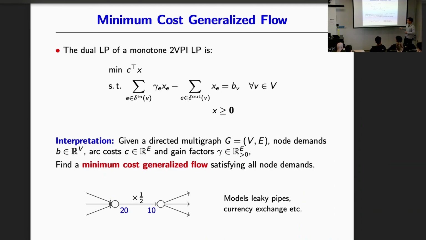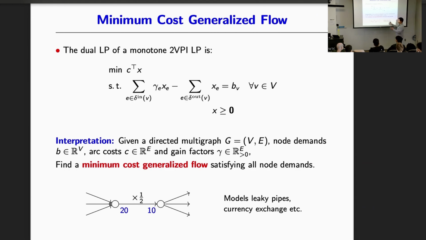So this generality allows you to model a variety of problems, such as a pipe network that has leakages, or an energy transmission network that has energy loss, or even a financial setting where you're doing currency exchange. So each node would be a currency, and the gain factor on the arc would represent the exchange rate of those two currencies.